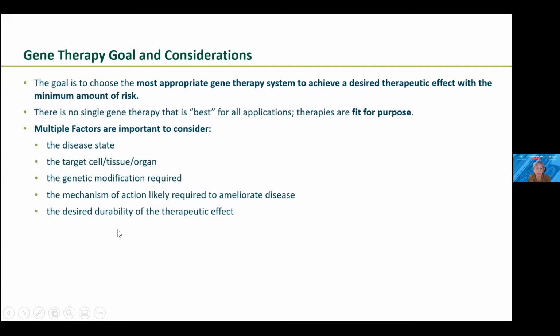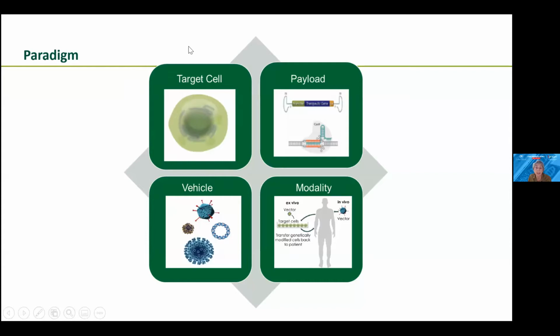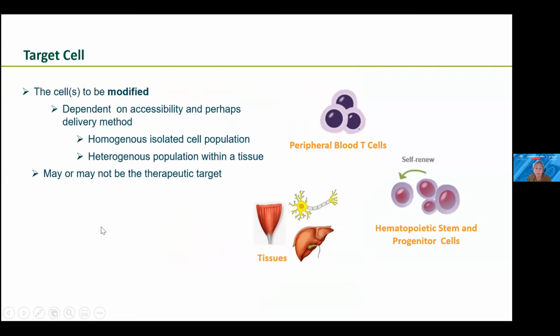So I'd like to introduce the gene therapy paradigm, and it's simply really how to describe gene therapies in terms of their target cell, the payload that's being delivered, the vehicle by which the payload is being delivered, and the modality of delivery. And these can be broken down very simply, as the cells, the target cell being the cell to be modified. And this may be dependent on accessibility or the delivery method, but broadly they can be broken down into two types of populations: homogeneous isolated cell populations, such as, of course, the one that comes to mind is a CD34 positive hematopoietic stem progenitor population that's isolated from patient's bone marrow, or a heterogeneous population within a tissue, such as delivering a gene therapy, say, to the liver.